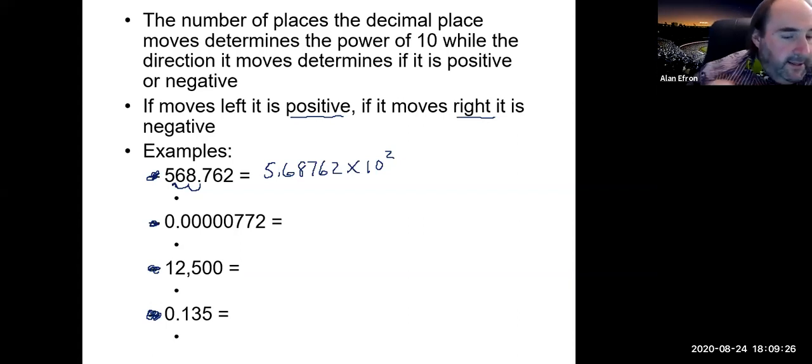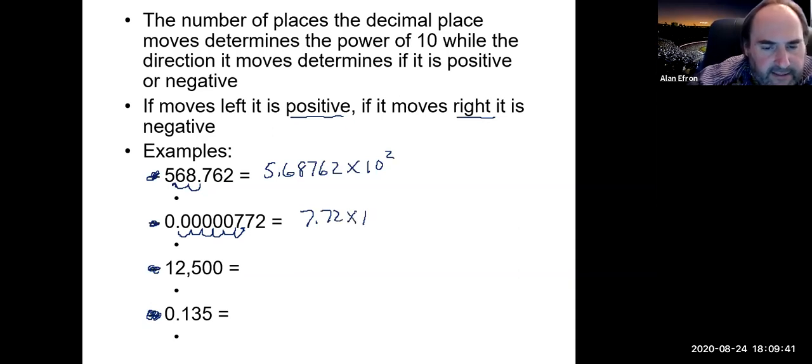All right, so let's take a look here. So here, our decimal is here. We need to actually go to the right. 1, 2, 3, 4, 5, and 6 places to the right gets us 7.72 times 10 to the minus 6. So we move the decimal place to the right. Our exponent is negative here, as opposed to here, where we moved it to the left. Our exponent is positive here when we put it in scientific notation. A good way to remember it is larger number, positive exponent; smaller number, negative exponent.